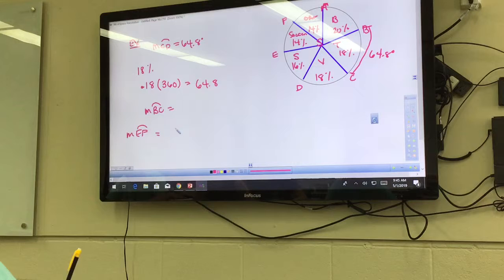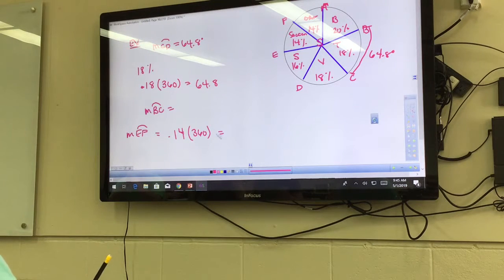What was the percentage? 14%, right? So 0.14. If you move that to put it in decimal form, times how much? 360. Maddie, why are you telling me 360? That's the whole circle. It's 14% of the entire degree measure of the circle, which is 360.